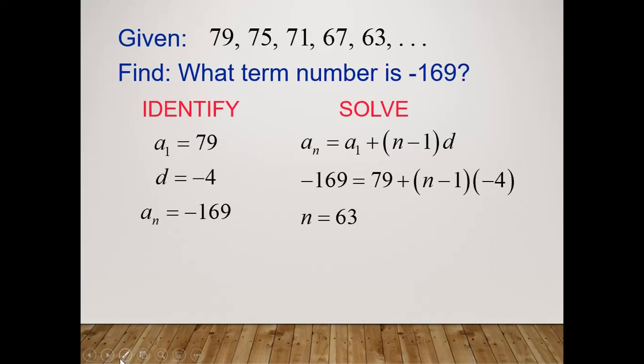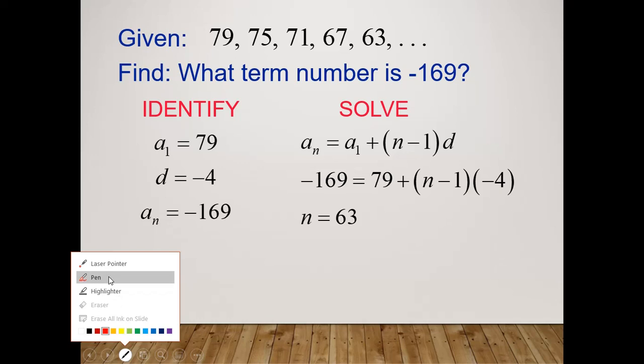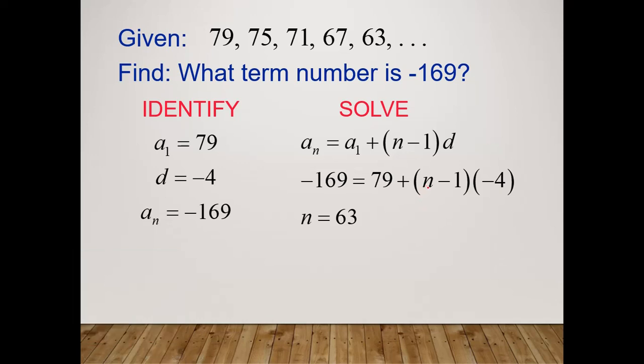Hindi siya nagre-respond. Okay. So, let me see. If this is your n, we have to distribute this. So it becomes negative 4n. Okay? Plus negative 4 times negative 1 is positive. That's why it becomes plus. So that becomes positive 4.